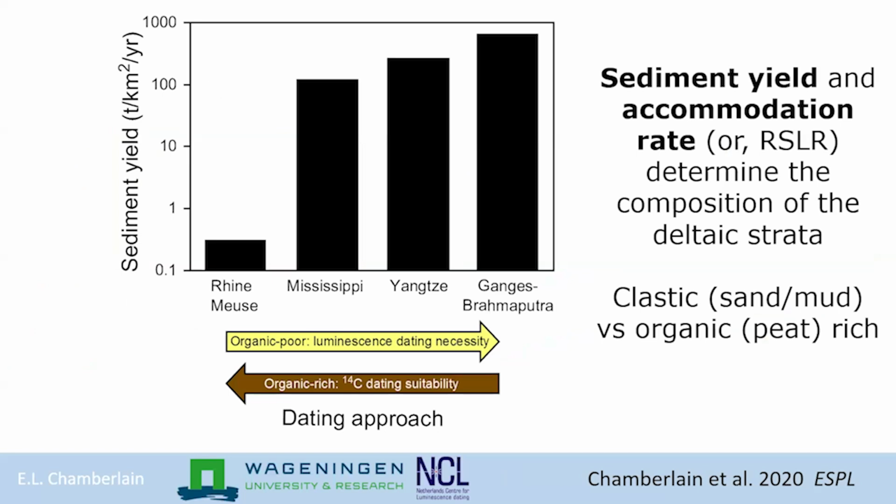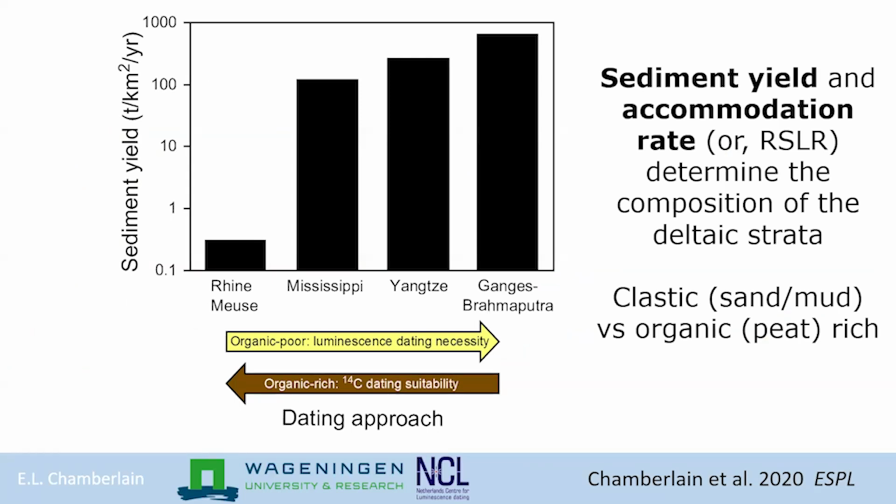The amount of peat versus clastic material can really vary in systems. So the Rhine-Meuse Delta in the Netherlands, where I live now, is much more peat rich than the Mississippi Delta. And the Ganges-Brahmaputra Delta is very clastic rich, very sandy. In general, we see that this is a function of the sediment yield of the system. So how much sediment is washing down to the delta per unit area of the delta per time.